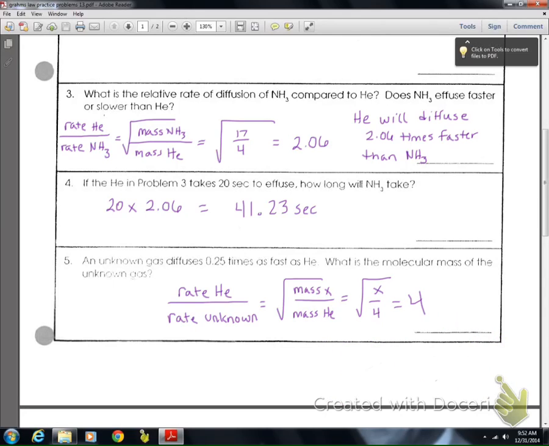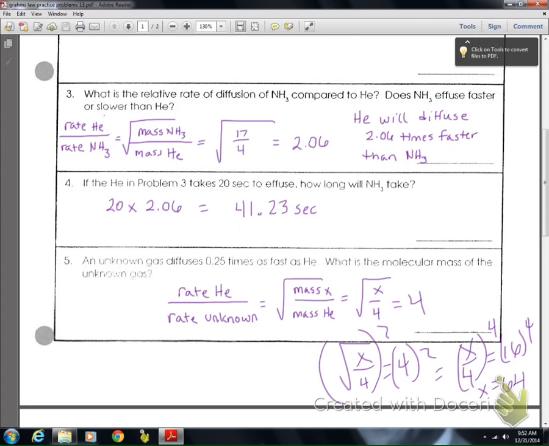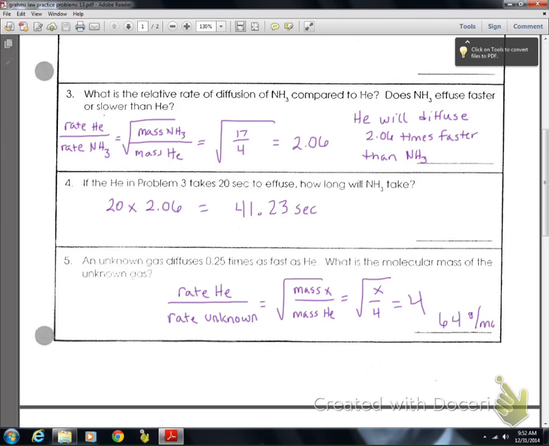So let me go back here, that was a little fast. So here's the math to do that. So again, here's my problem. To get the x by itself, I would square both sides to get x over 4 equals 16. To get the x by itself again, I'm going to multiply this side by 4 and this side by 4, because 4 is a denominator, so that gives me x equals 64 grams per mole. So that's how we can figure out the unknown gas that diffuses 0.25 times as fast as helium. So it should be slower, so 0.25 times as fast means it's going to be slower.